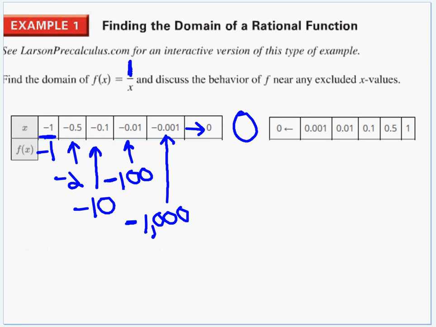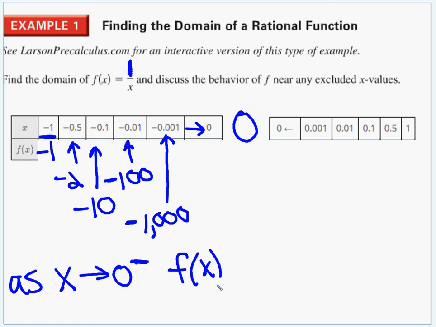So let me throw some new notation at you here. As x approaches 0 from the left, this little plus or minus sign up here, it's not an exponent, it's telling you your side of approach. As x is approaching 0 from the left, f of x is approaching, well, let's see, negative 1, negative 2, negative 10, negative 100, negative 1,000. We can get closer and closer to 0 without actually getting there, and that'll just add more zeros to our answer. So where this is heading is negative infinity.